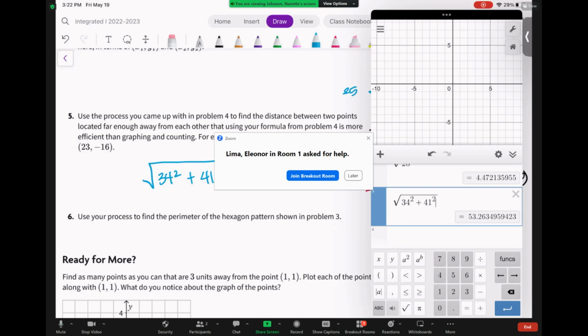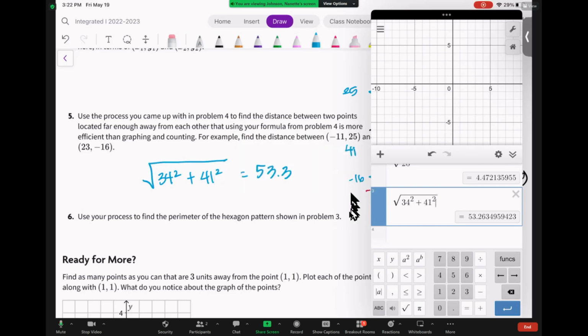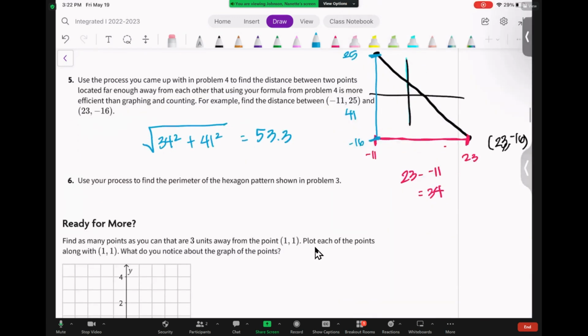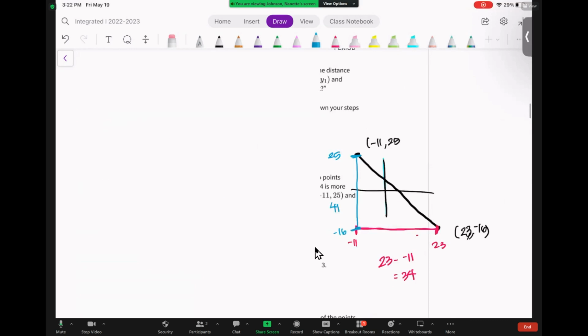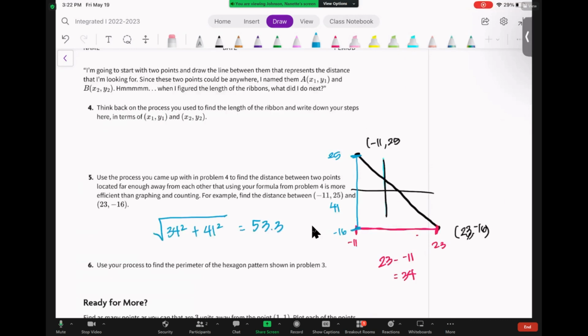Okay. And that's pretty much all we have to do. And then the rest of this will be explained during class.